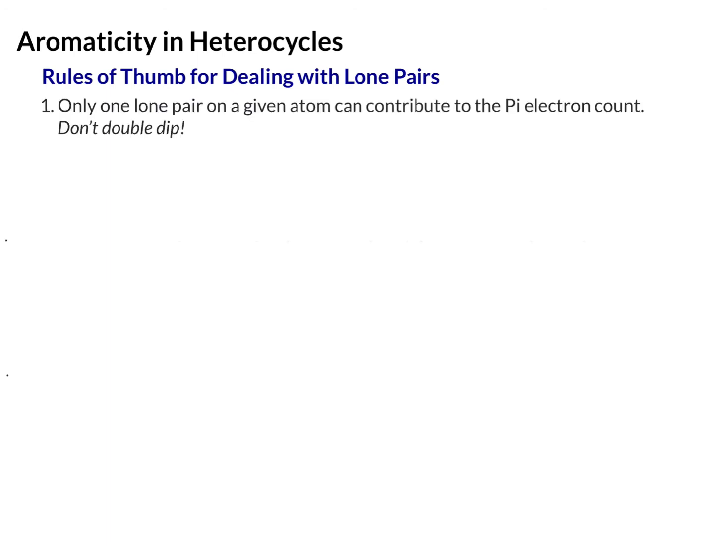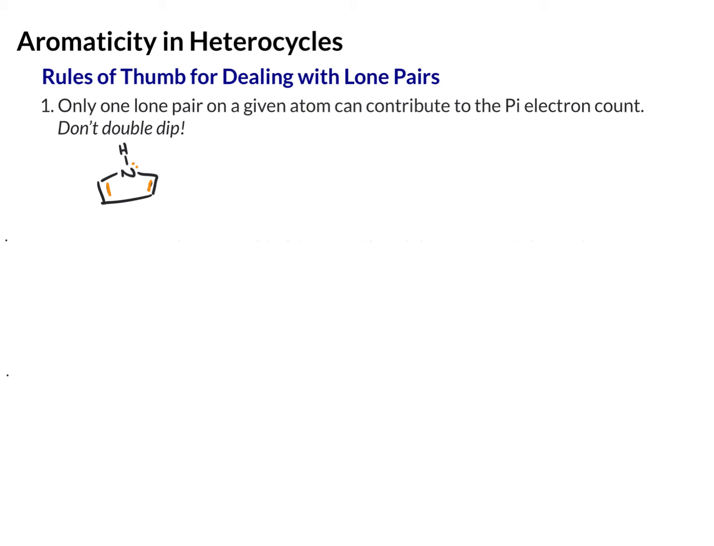Number one, only one lone pair on a given atom can contribute to the pi electron count. So don't try to double dip your electrons. So we saw that when we did pyrrole. With pyrrole, the nitrogen had one lone pair, and we counted the lone pair as well as the double bonds for the pi electron count.